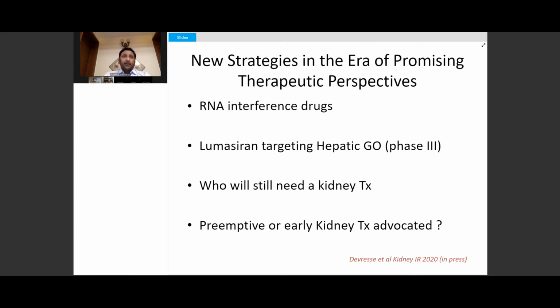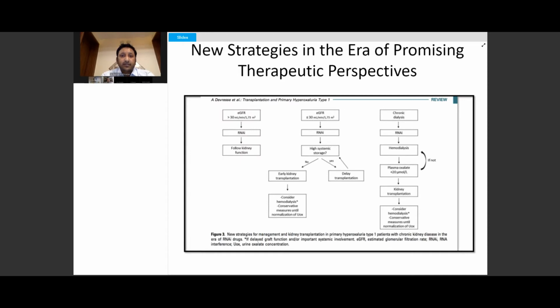The patients who are already in end-stage kidney disease will definitely need a kidney transplant in the future. And a preemptive or early kidney transplant can be advocated in the era of lumasiran. And this is a new treatment strategy in the era of promising therapeutics.